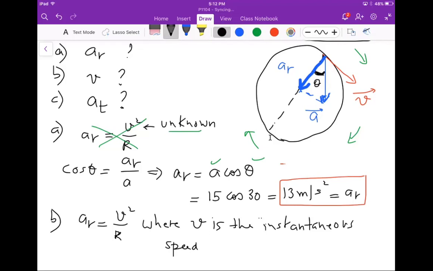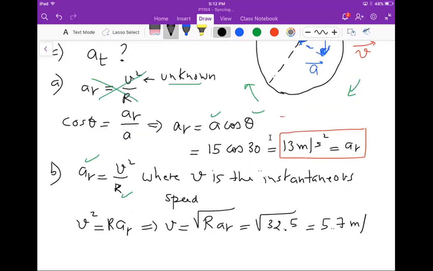We have AR, which we calculated before, and we know R. So all we have to do is write V squared equals AR times R, and so V is the square root of R times AR. It is given by the square root of 32.5, and that gives 5.7 meters per second. Okay. Now the final question is, how much is the tangential acceleration AT?